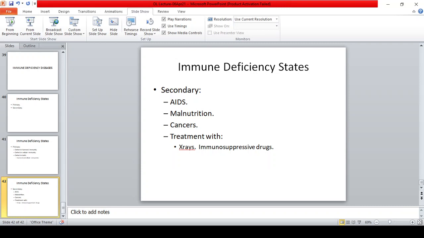The secondary immune deficiency states are not caused by intrinsic abnormalities in the development or production of the T and B lymphocyte cells. Rather, they are secondary to other diseases like AIDS, malnutrition, cancers, or if somebody is being treated with X-rays or immunosuppressive drugs.